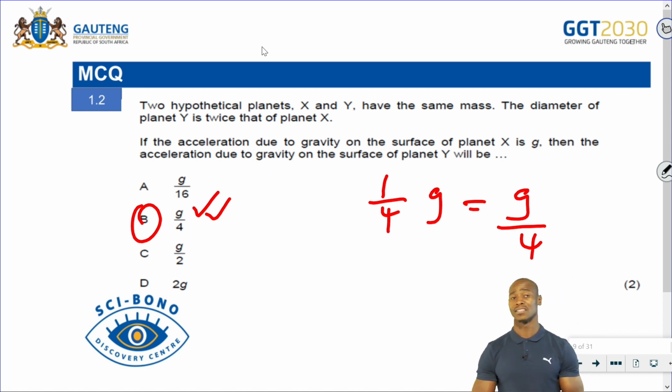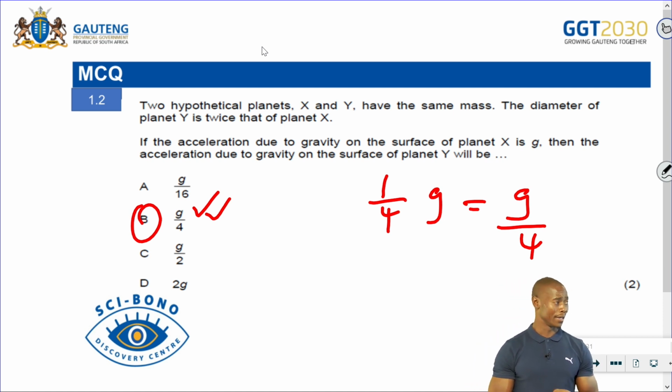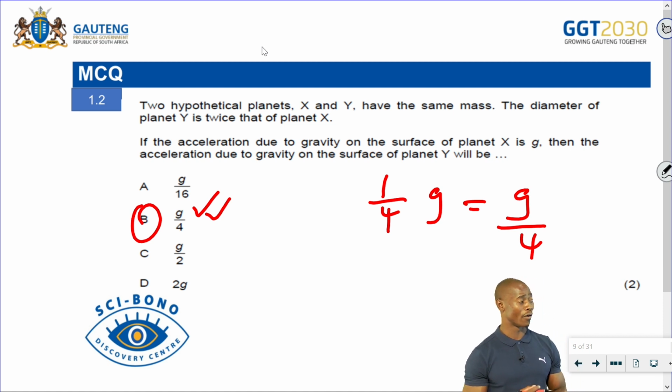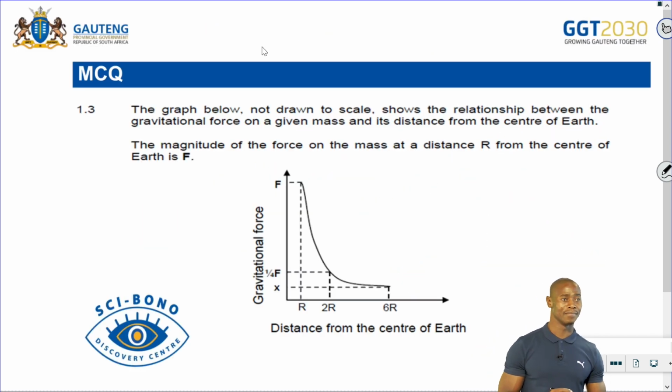As long as you understand the equations that you need to use here: if they're talking about gravitational force, it is F equals G m1 m2 over r squared. If it's acceleration due to gravity, it's g equals GM over r squared, and then you work with proportionality. Then let's look at the third multiple choice question.